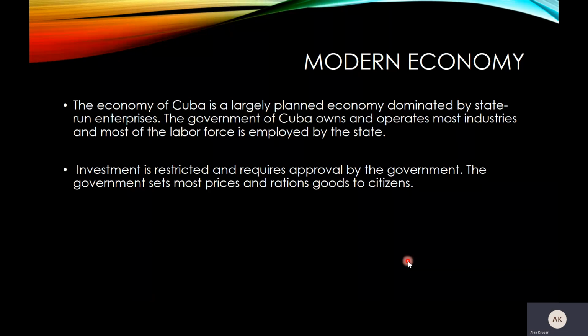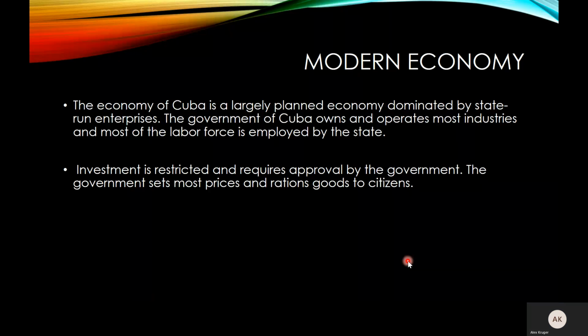So most people who have jobs in Cuba are employed by the state, or they're self-employed, or they work in collectives. So investment is restricted and requires approval by the government. So if I liked a Cuban business idea and I was a millionaire, I couldn't go over to Cuba and give them a bunch of money to help them out. I couldn't just do it on my own. I would need to get approval from the Cuban government because they're trying to keep foreign influence out of the country.